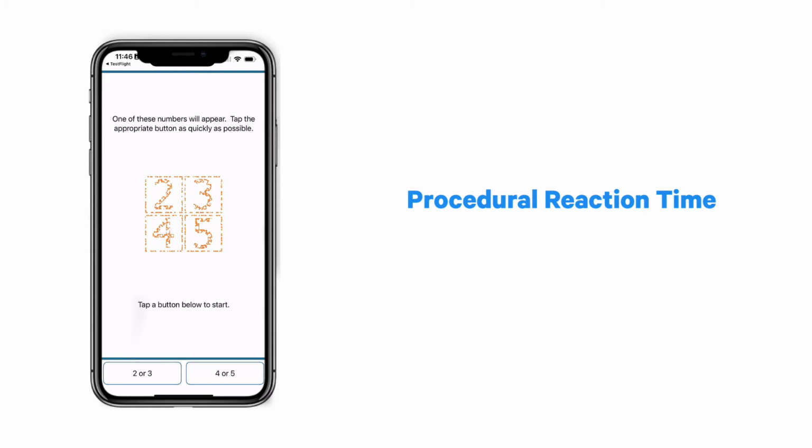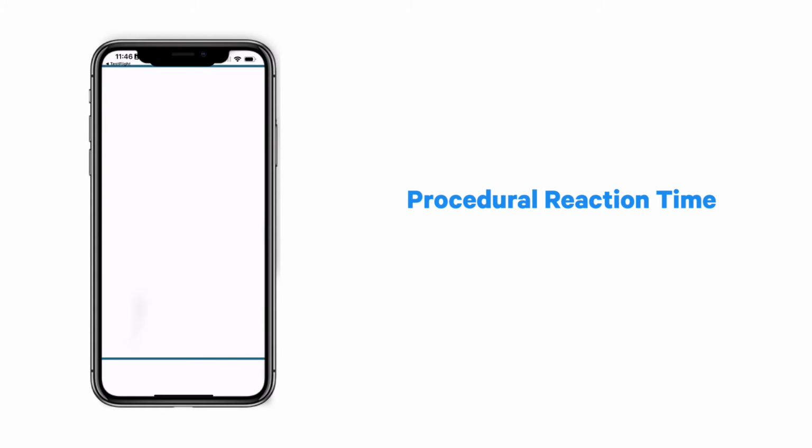The next test is procedural reaction time, where the individual has to make a choice between tapping the button on the left or the right. If the number 2 or a 3 appears on the screen, the test taker has to tap the button on the left. If a 4 or a 5 appears, they tap the button on the right. So this test assesses their ability to quickly analyze and use their executive function to make the correct decision in the shortest amount of time.